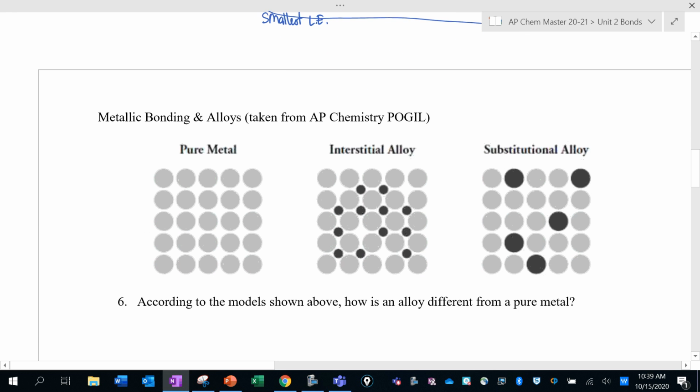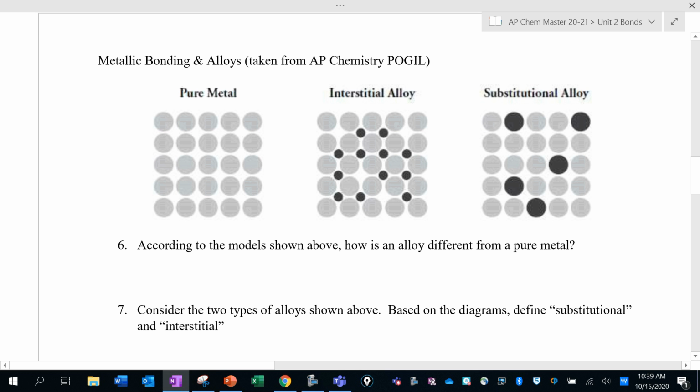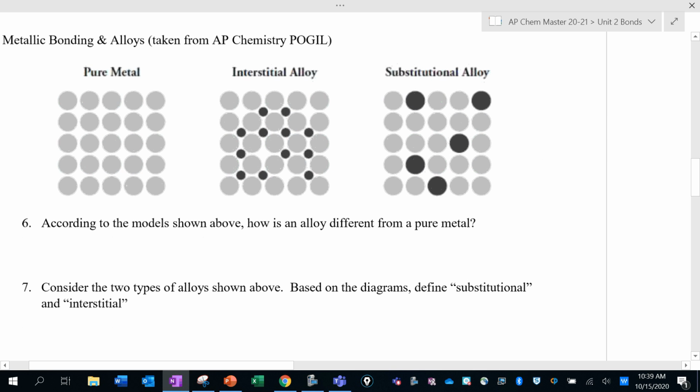And then take a look at alloys down here. So with alloys, what we want to do is look at these models and see if we can tell the difference between a pure substance and an alloy. And then within alloys, what's the difference between an interstitial and a substitutional alloy? So some things we might notice here is that an alloy is a mixture.